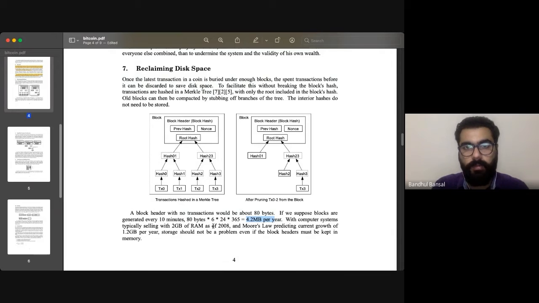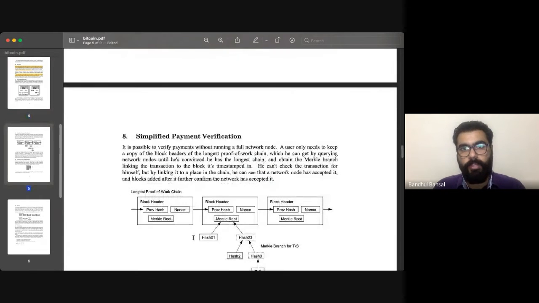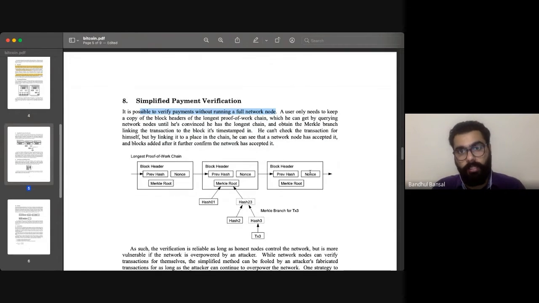If you actually run a full node, in that particular case, you need a lot of disk memory. But if you try and run only the block headers, you'll need very less memory to do that. It's actually 99.9% memory that could be saved, right? So this is something that is also mentioned in the simplified payment verification. It is possible to verify payments without running a full node. What you can do is you can run a node containing only block headers, right?